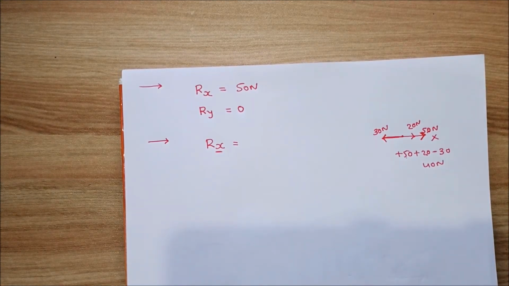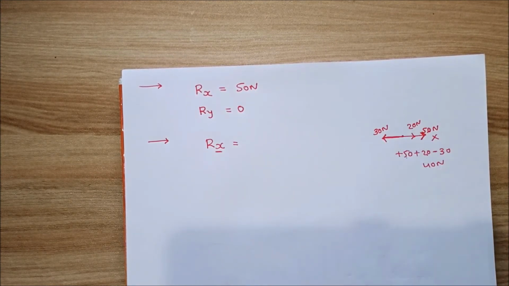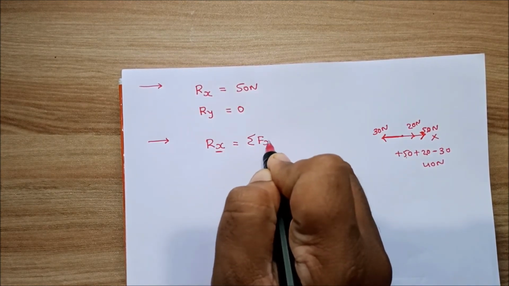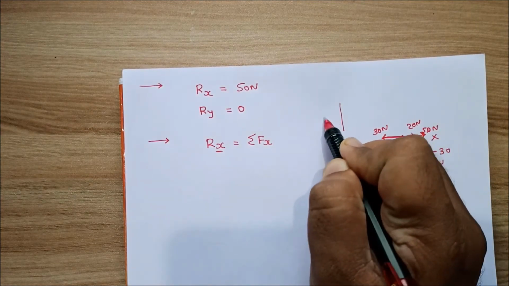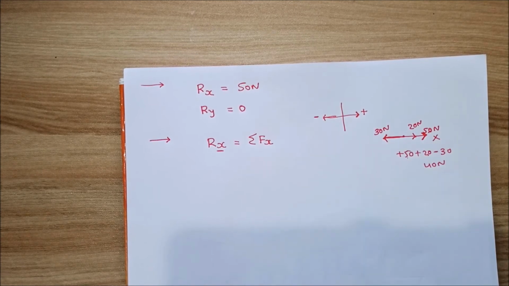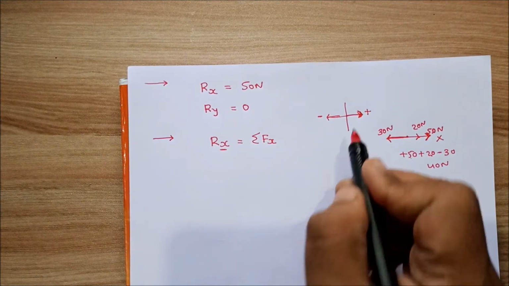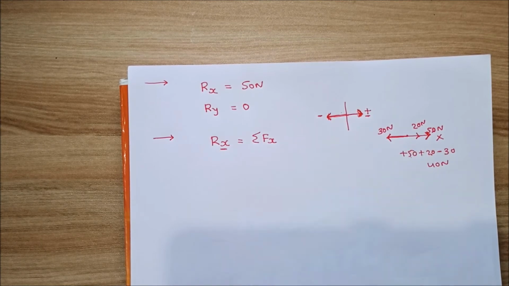So how do we get the resultant? The resultant along the x-axis is the algebraic summation of horizontal components. So Rx is equal to the summation of horizontal components, so Rx is equal to sigma Fx. Here we take a sign convention. Sign convention is very easy. Whenever we draw a graph, this is the positive x-axis and this is negative. So whenever we solve horizontal components, if the force is acting along the positive x-axis, then plus. If the force is acting along the negative x-axis, then minus.